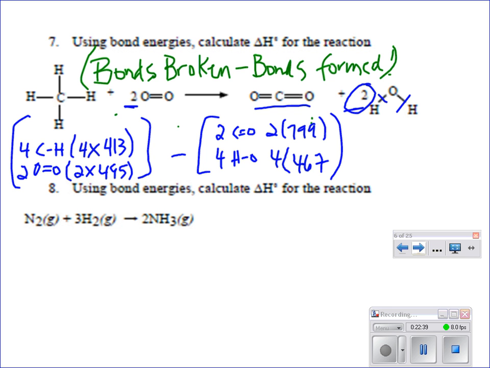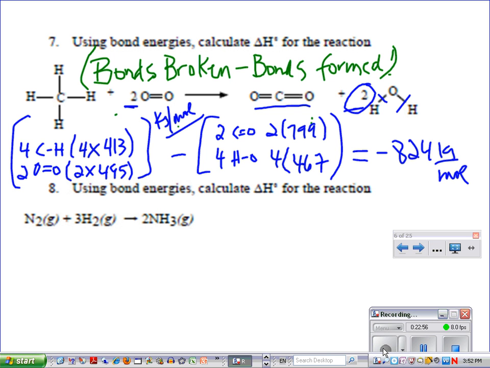And the unit on all these numbers I'm putting in here is kilojoules per mole because it says so on the top of the table. When you put those all in your calculator, you get -824 kilojoules per mole.